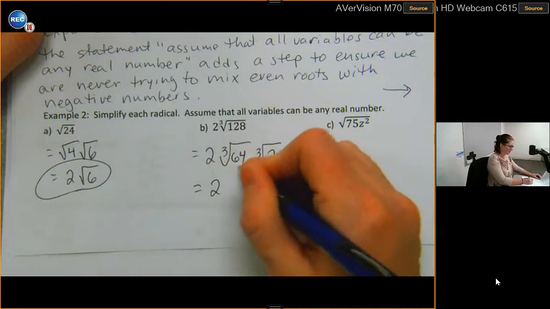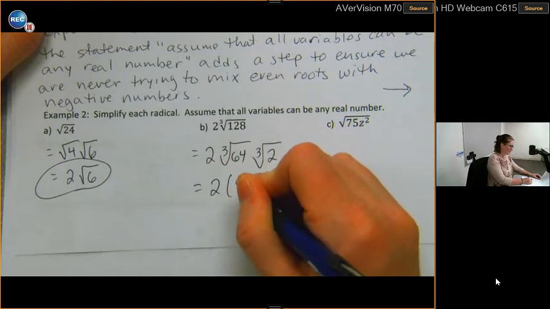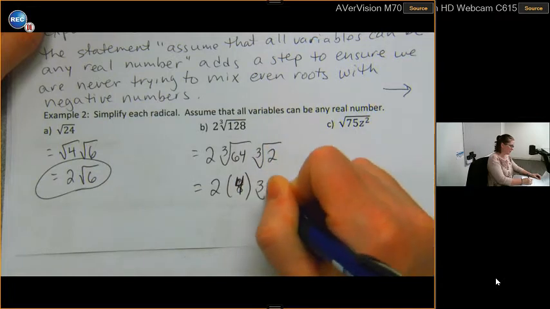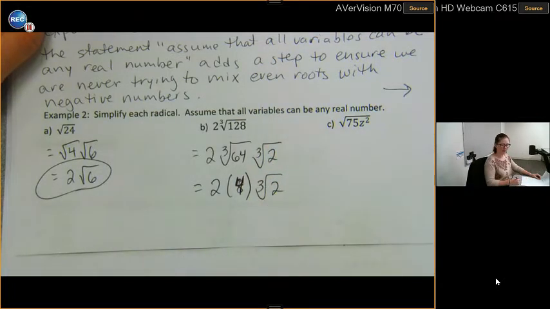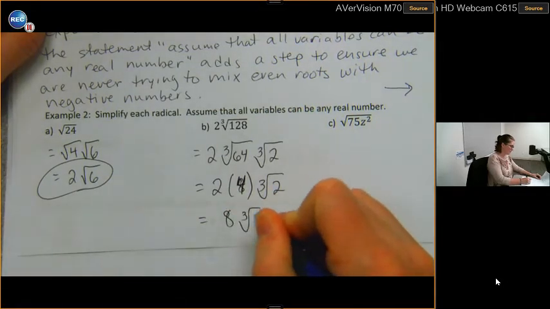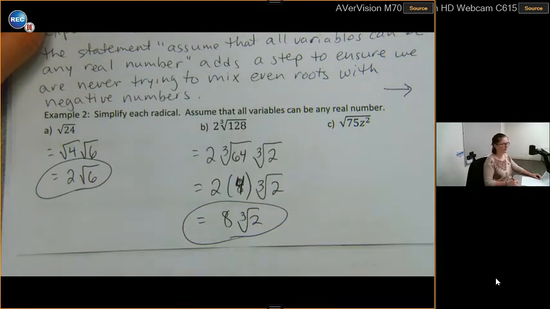So then we can solve the cube root of 64 is 4. And I don't know the cube root of 2, so that one just stays in radical. And then I can multiply the 2 and the 4 to get 8 cube root of 2 as my final answer.